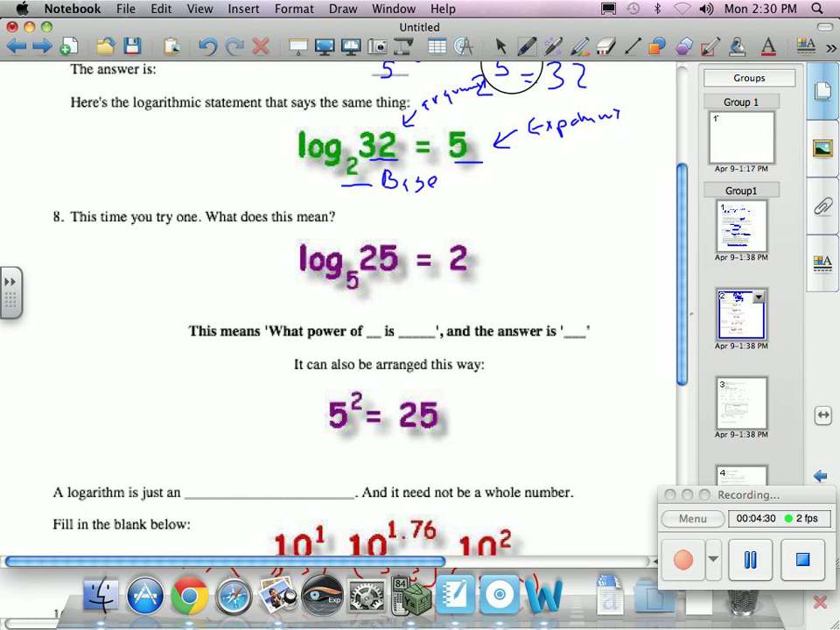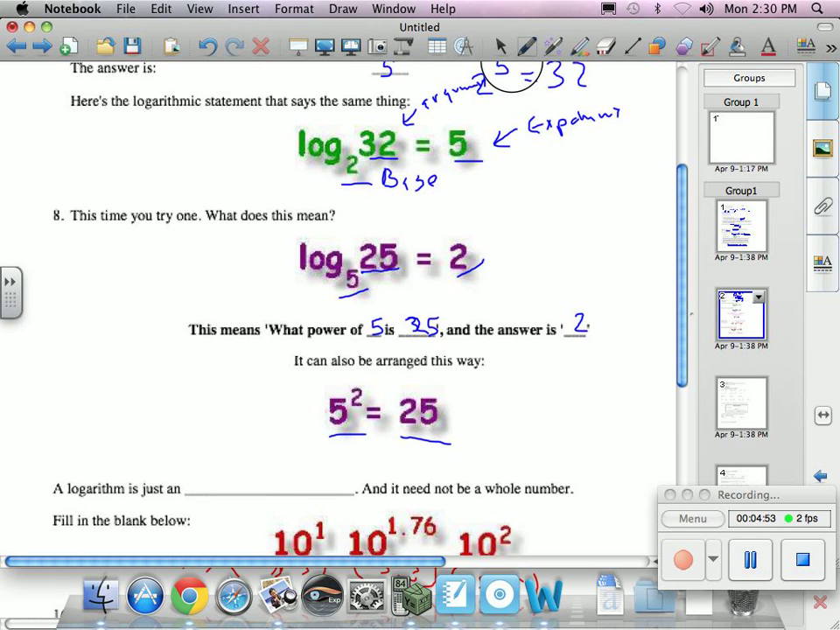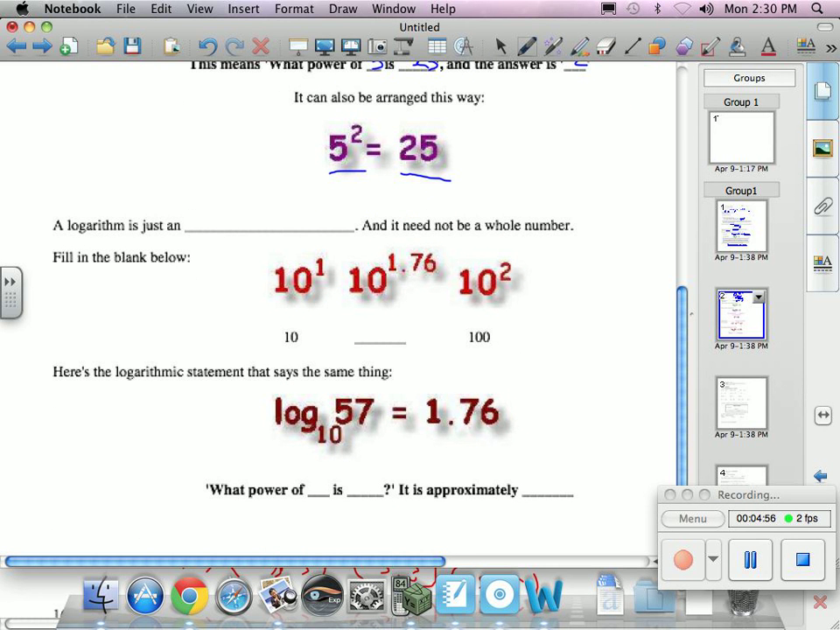Let's try this one. What does this mean? Log base 5 of 25 equals 2. This means what power of 5 is 25? And the answer is 2. In other words, I have to raise 5 to the second power to equal 25. A logarithm is just an exponent. And it need not be a whole number.